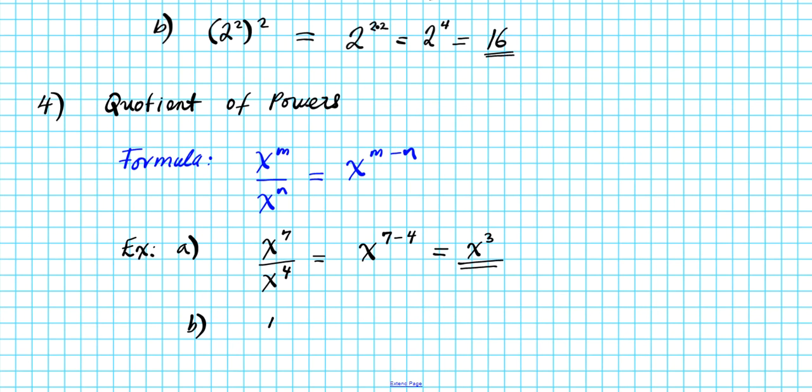Now let's consider a numerical example. What if you had 4 to the fourth power divided by 4 to the second power? Applying the quotient of powers property, since the bases are the same, when we have a quotient, we subtract the powers, and we have 4 to the second power. 4 squared is 16. Okay, so there goes your final result.